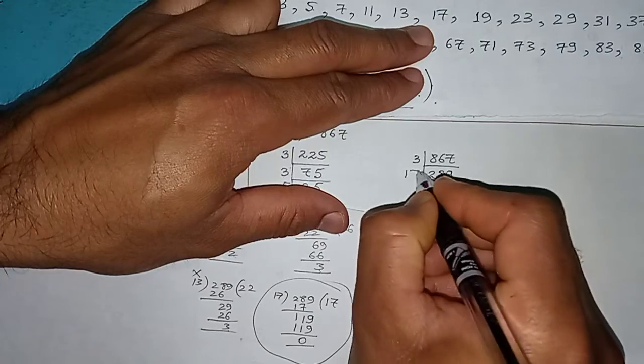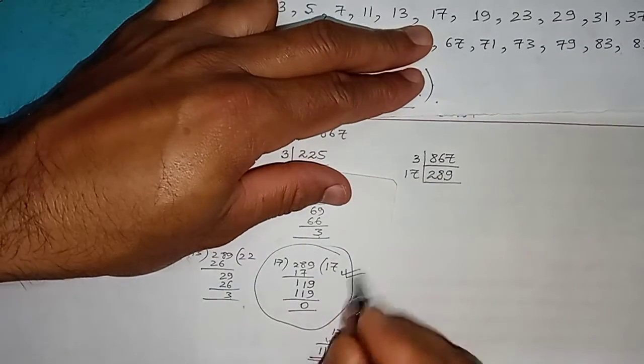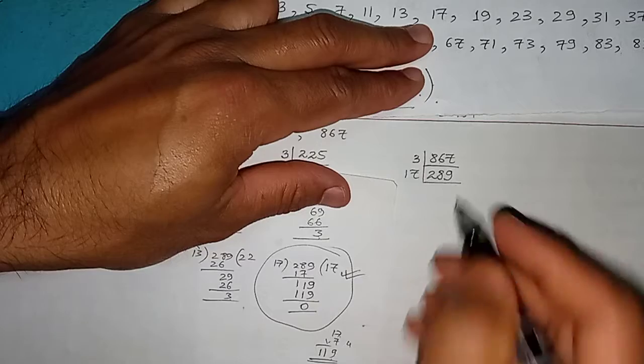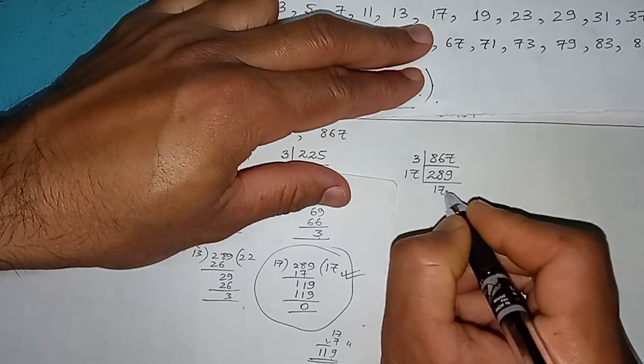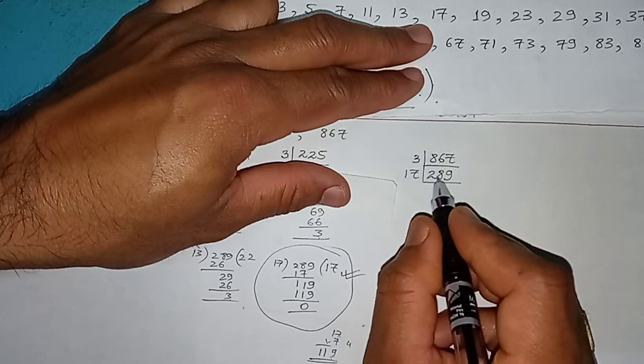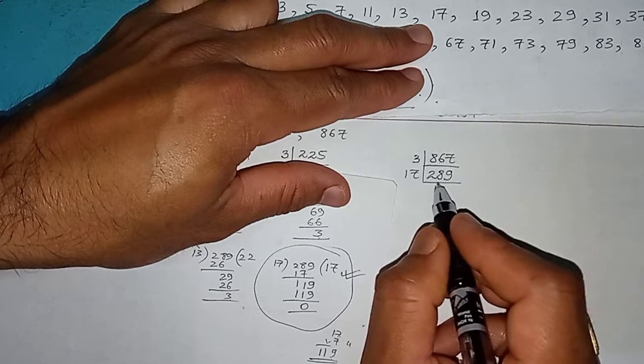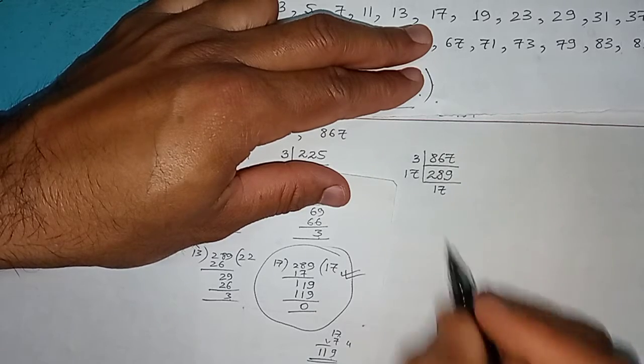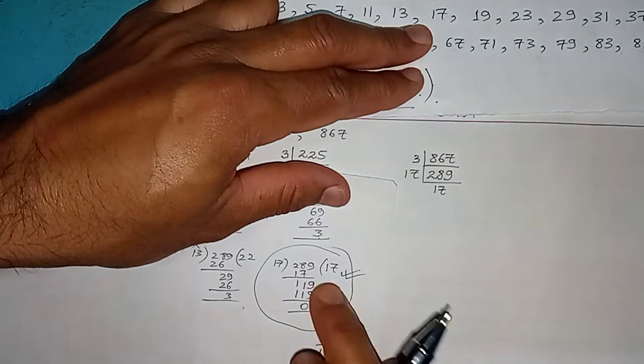So let's divide by 17. Whatever answer is coming, since you've already done the rough, 17 is coming, we can directly write 17 here. Let's check. 17 ones are 17. Then 20 minus 17 comes 3. 11 9 19, 119. And 17 7s are 119. That means you can just write this answer here directly.